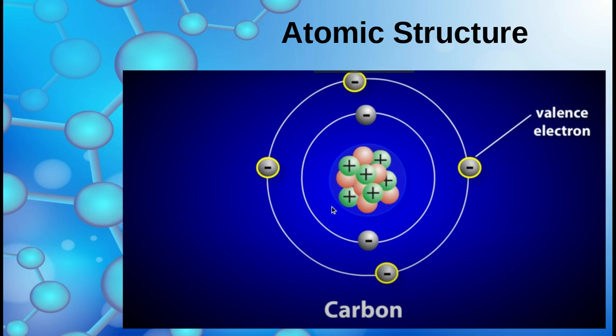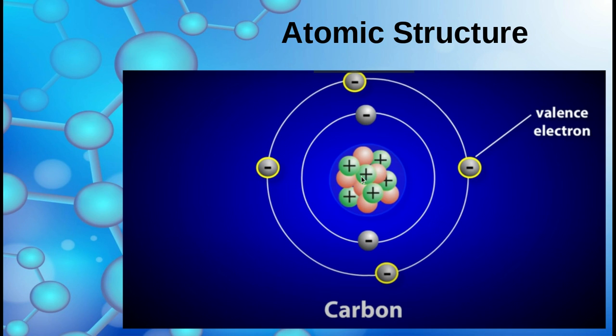You're going to notice that we have protons, positive charges, on the inside of the nucleus. We have neutrons, which don't have any charge, also on the inside of the nucleus. But on the outside, we have the electrons. I'm sure everybody remembers that.